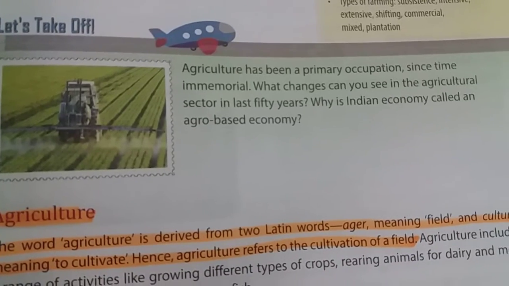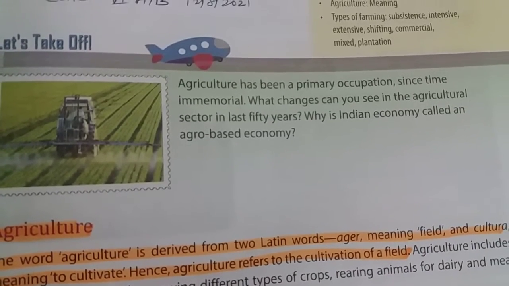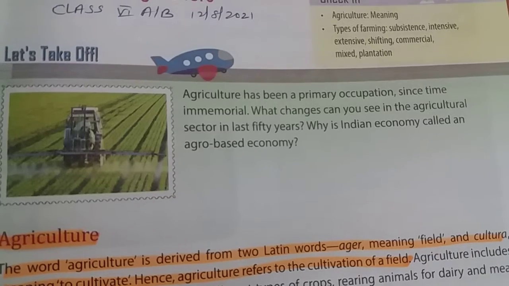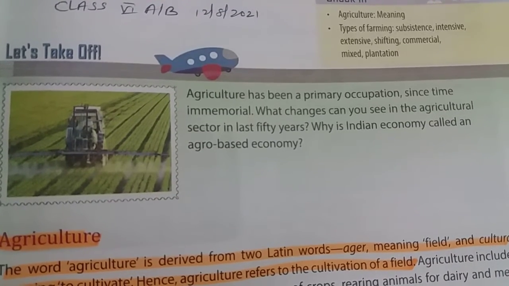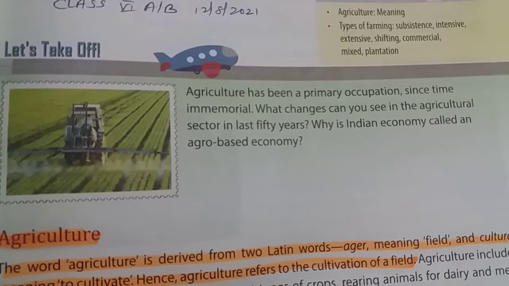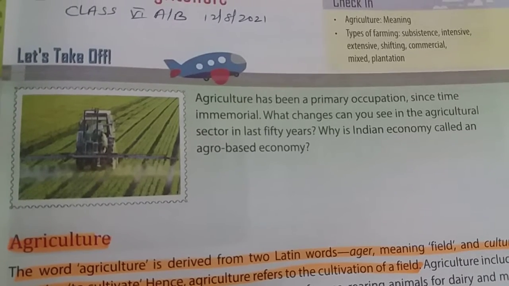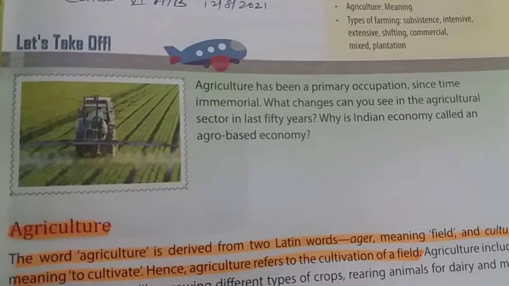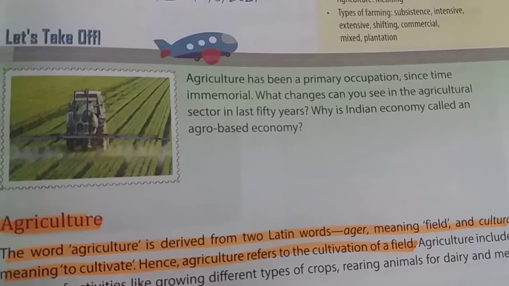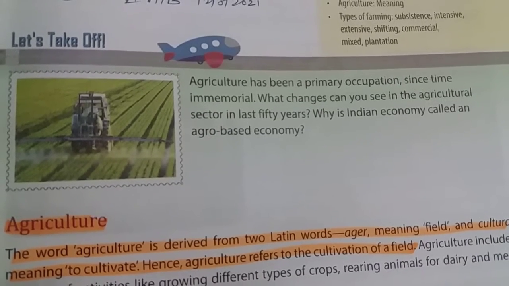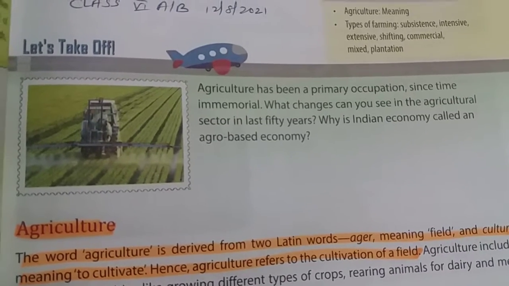Here it says agriculture has been a primary occupation since time immemorial. What changes can you see in the agricultural sector in last 50 years? Why is the Indian economy called an agro-based economy?